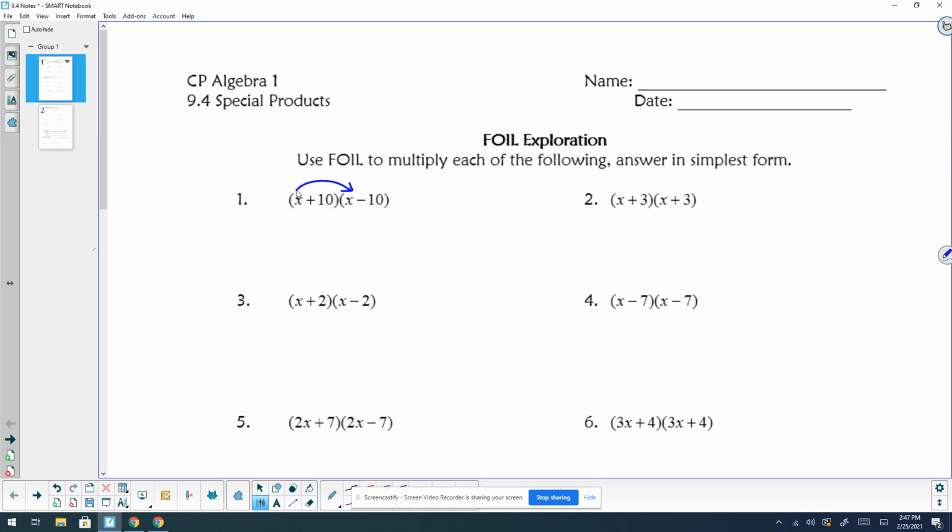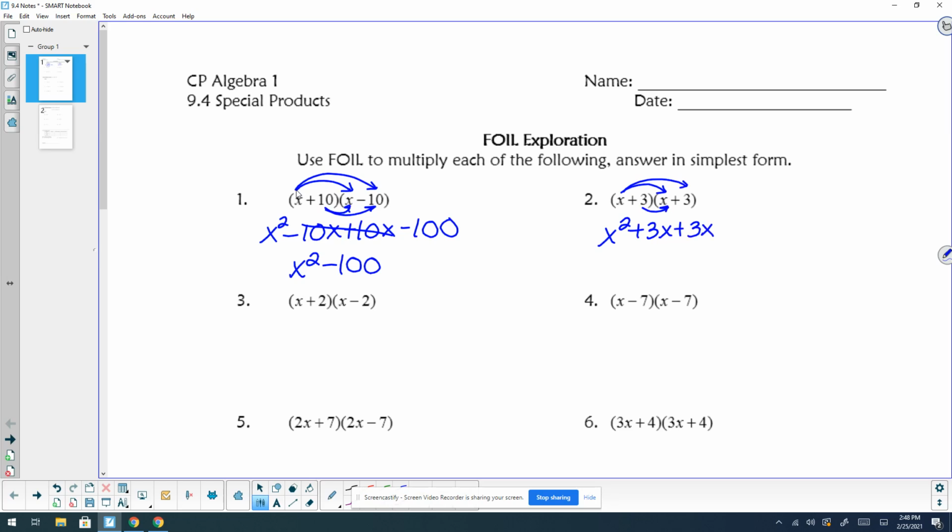So I'm going to multiply the first, so that's x squared, the outer, negative 10x, inner, positive 10x, and then the last, so negative 100. In this case, my two middle terms will cancel, so I'm left with x squared minus 100. On to number 2, same thing. First, x squared, outer, 3x, inner, 3x, last, 9. In this case, I can add these two together, so I end up with x squared plus 6x plus 9. What you're going to notice here is we're going to start seeing a pattern.